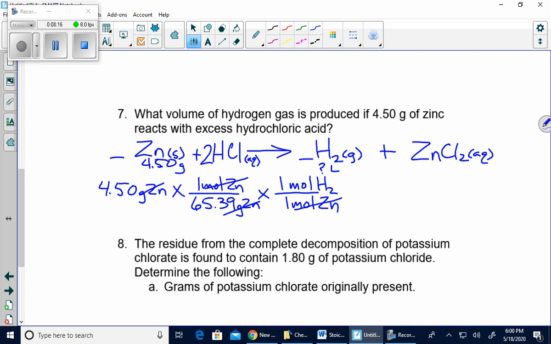My last step is to go from moles of hydrogen to liters of hydrogen. Now, so I'm going to put 1 mole of hydrogen on the bottom, and the molar volume of gas, which is 22.4 liters of hydrogen, goes on top. Okay, so I'm going to end up taking 4.5 times 22.4 and divide by 65.39. The answer is 1.62 liters of hydrogen.